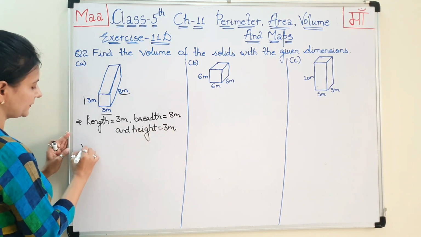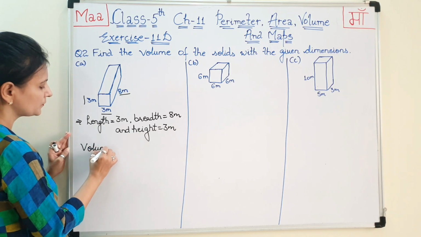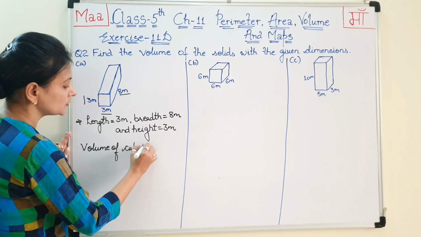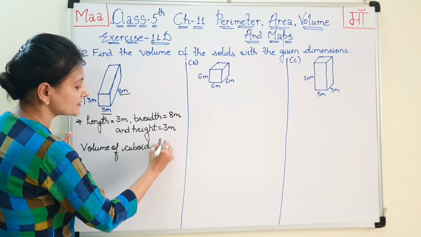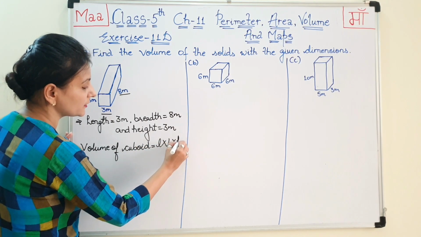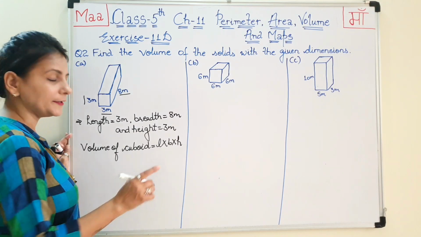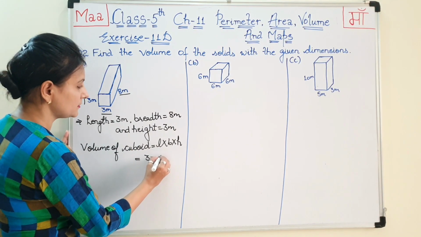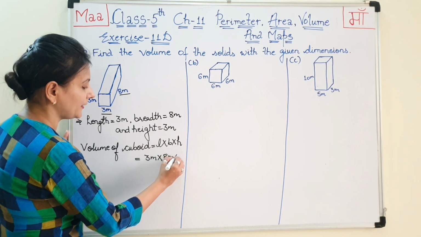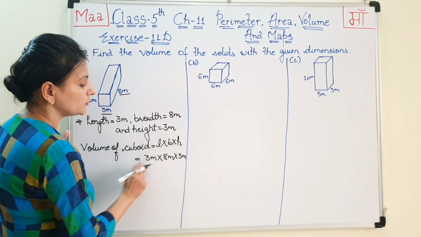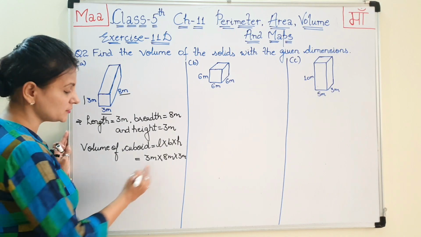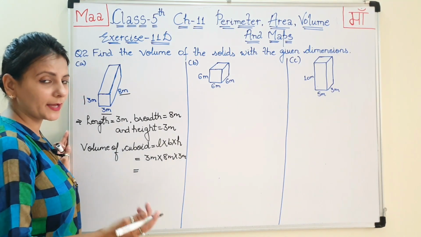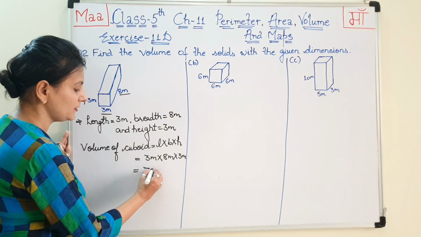So we will find out the volume, and the name of the shape is cuboid. As I told you, the formula is length into breadth into height. 3 dimensions are there. So put the value 3 meter, 8 meter and again 3 meter. So these are the 3 dimensions. Now we will multiply it. So 3 into 3 is equal to 9 and 9 into 8 is equal to 72.